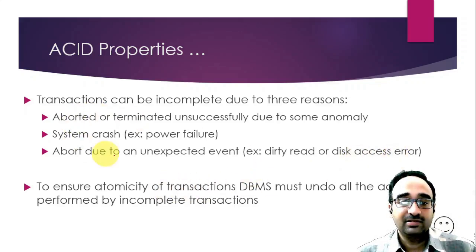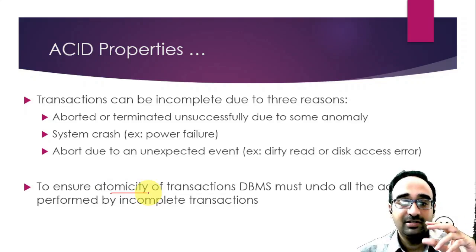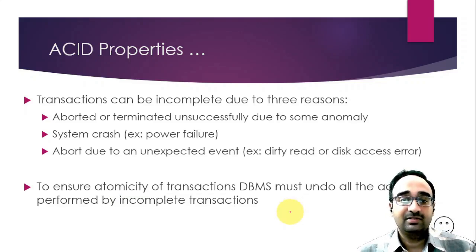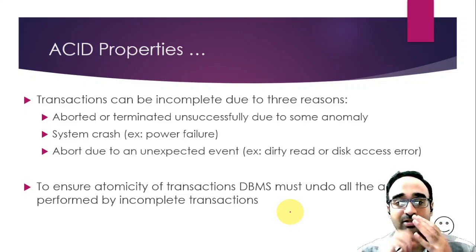Okay, so in case of these incomplete transactions, what should the DBMS do to ensure this atomicity, right? We discussed already atomicity. After performing some transactions, if the transaction is aborting, then you should undo all the actions. That is called undo. Okay, right? So that's it. This is about the ACID properties, atomicity, consistency, isolation, and durability.